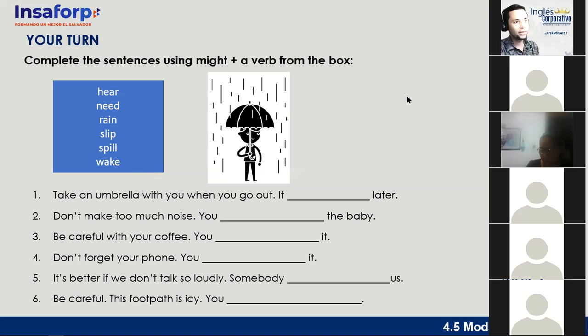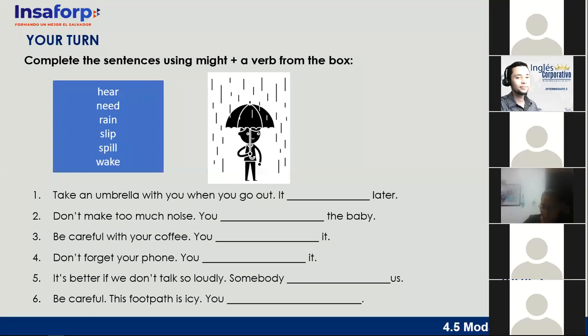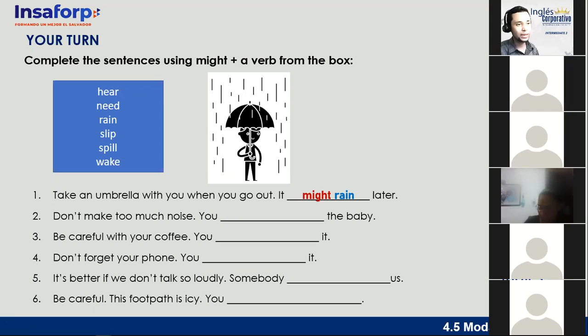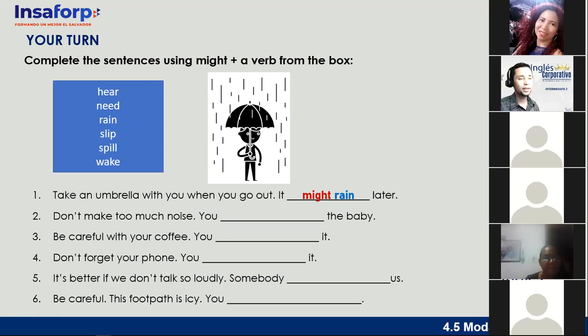Okay, number one, I need a volunteer, please. Ciro. Okay, take an umbrella with you when you go out. It might rain later. Correct. Very good. Thank you, Ciro. Volunteer for number two, please. Raise your hand. Number two. Nady, please.